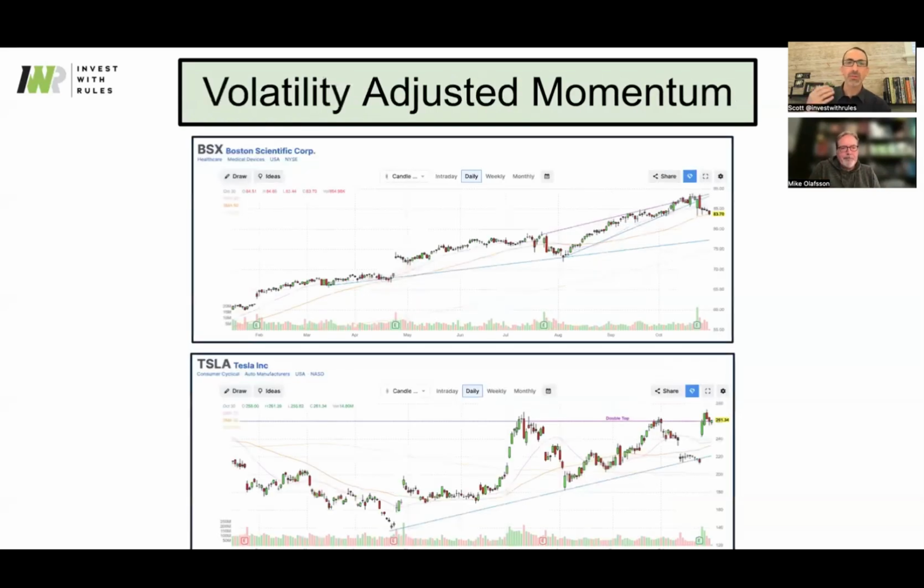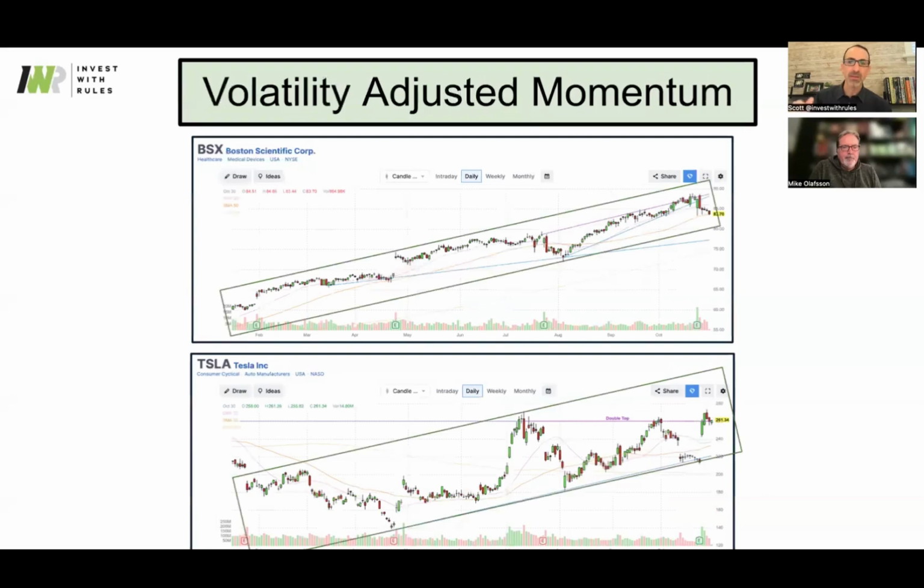Love it. So when we think about momentum, one thing that we also want to apply is volatility adjusted momentum. At the top, we have Boston Scientific, BSX, and at the bottom, we have Tesla. Very simply, they both, to some extent, look lower left to upper right. But what we're trying to do is a ranking system, volatility adjusted momentum. We want things that are moving in the right direction, but we also want things that are a little less choppy, a little smoother.